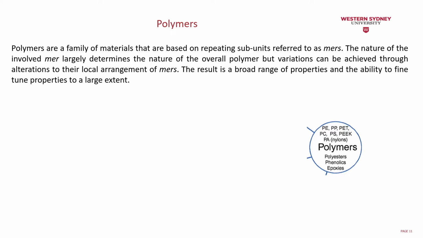So the polymers are a family of materials that are based on repeating subunits referred to as mers. So we call them polymers because they consist of a series of mers. The nature of the involved mer largely determines the nature of the overall polymer, but variations can be achieved through alterations to the local arrangement of mers. The result is a broad range of properties and the ability to fine-tune properties to a large extent.